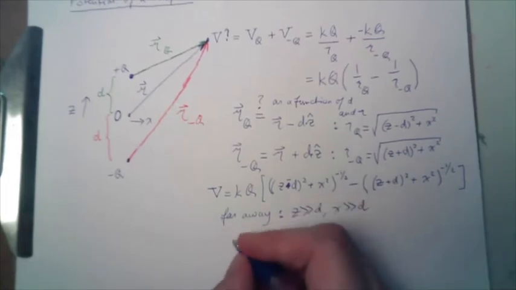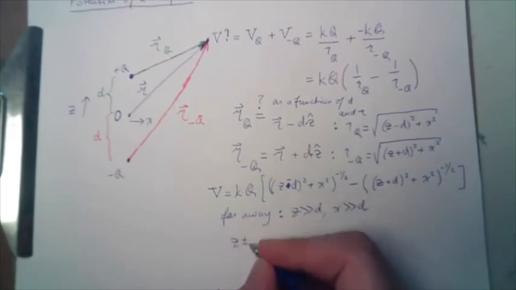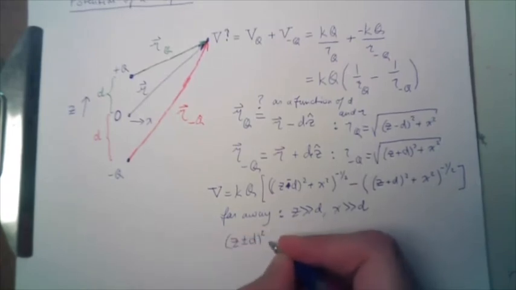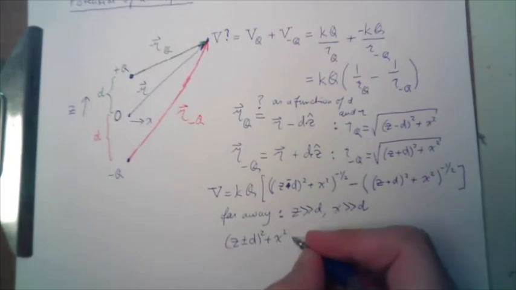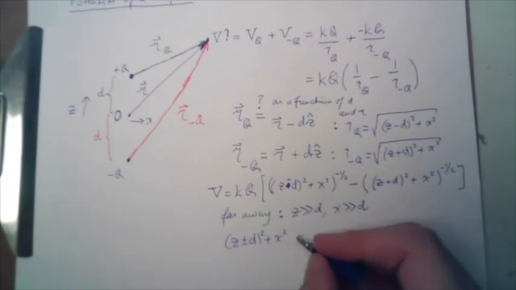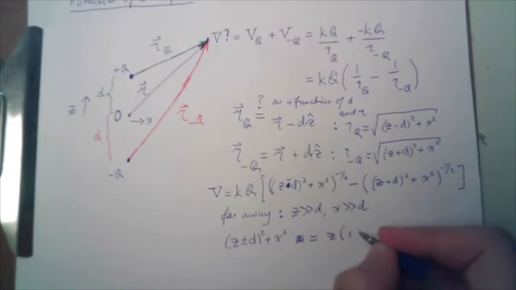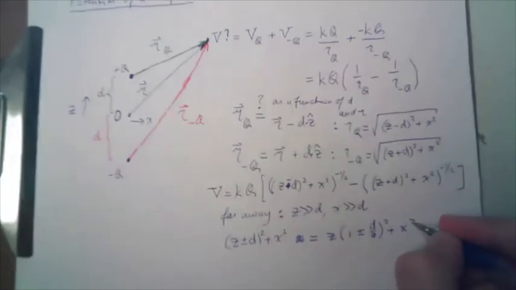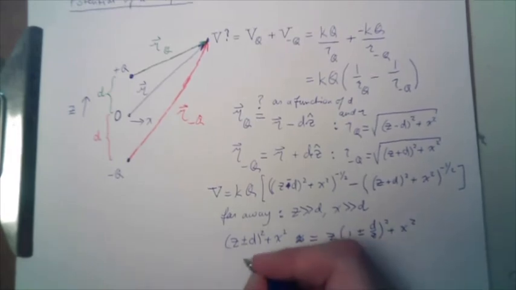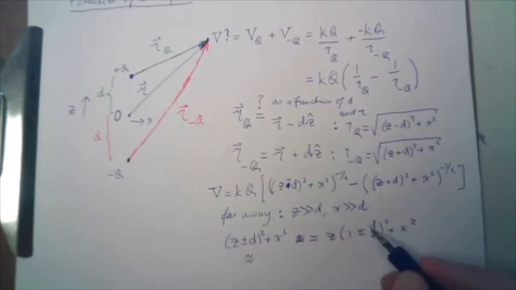So let's see what we can do with this expression. We're going to have z plus or minus d, squared, plus x squared. And now we can write this, oh no, sorry, still exact, as z times 1 plus or minus d over z, squared, plus x squared. And now for small d over z values, we can expand this.